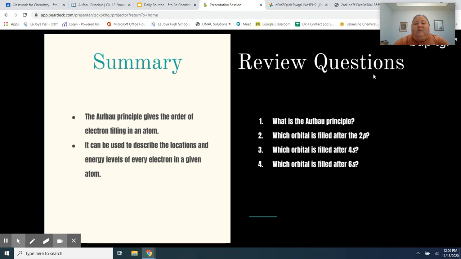Number 1, what is Aufbau's principle? 2, which orbital is filled after 2p? 3, which orbital is filled after 4s? 4, which orbital is filled after 6s?